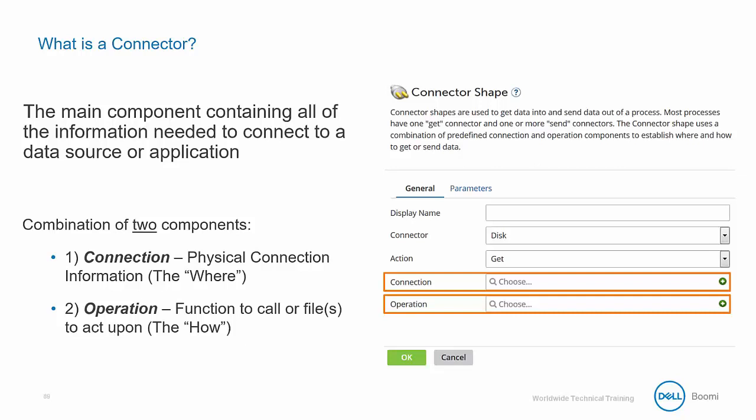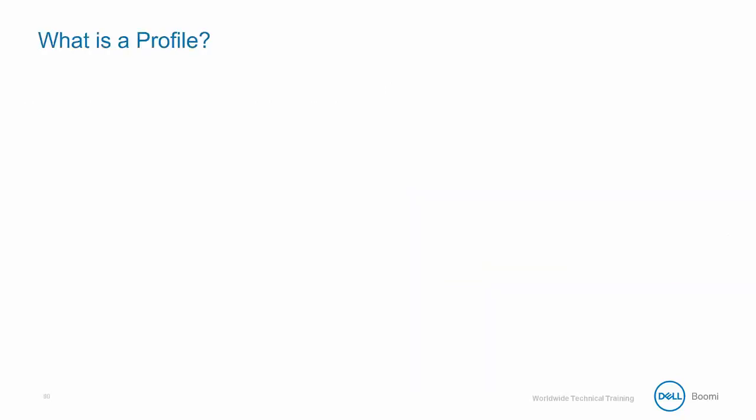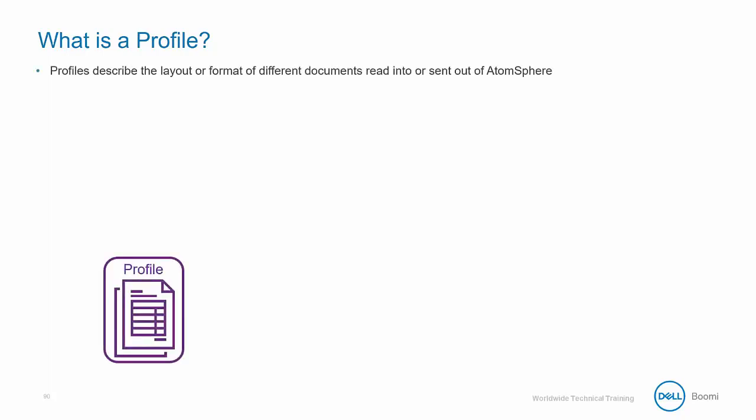We actually want to talk about what a profile is. So once again, this should be review for most of you, but it's important that you understand what a profile is before we go any further. A profile describes the layout or format of various documents read into or sent out of AtomSphere. To describe a flat file, for example, the profile contains field names, delimiters or column positions, data types, min-max lengths, and things like that.